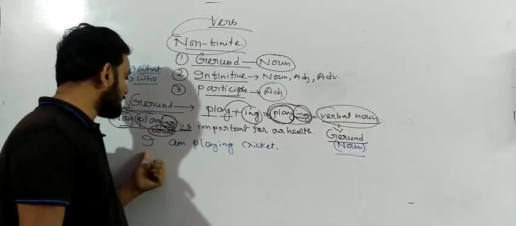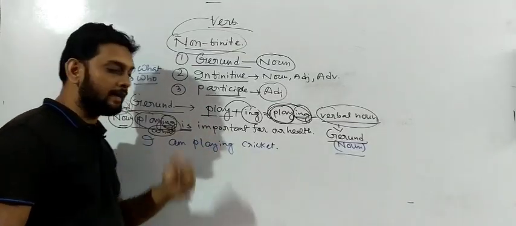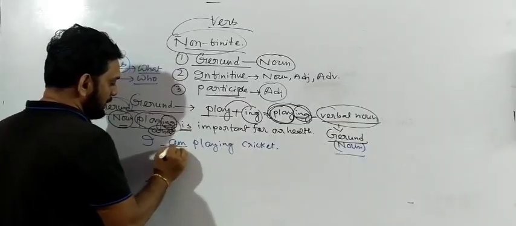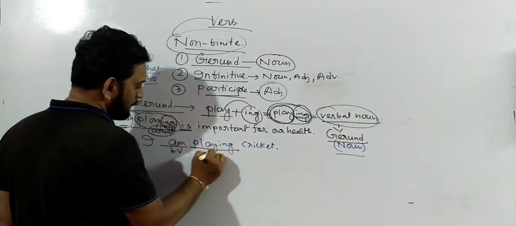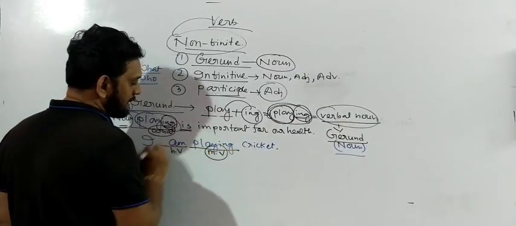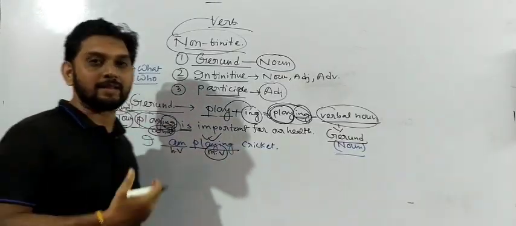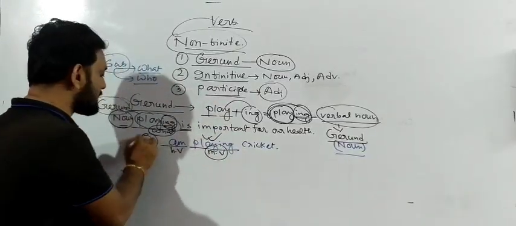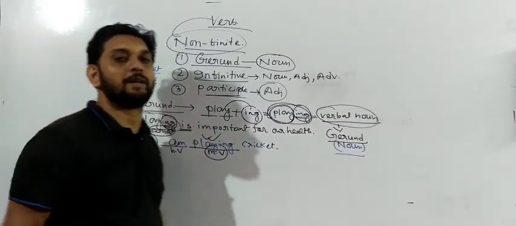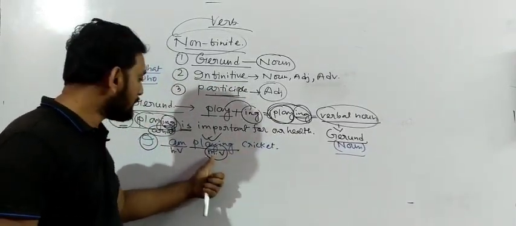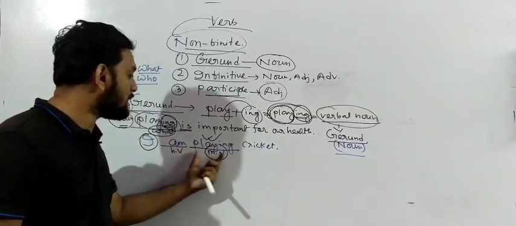Now let me tell you the second sentence, I am playing cricket. In this sentence, if you observe clearly, am is the helping verb and playing is the main verb of this sentence. That means here action is going on. I am playing cricket. That means the subject is doing some action. What does the subject do over here? Subject is playing cricket.